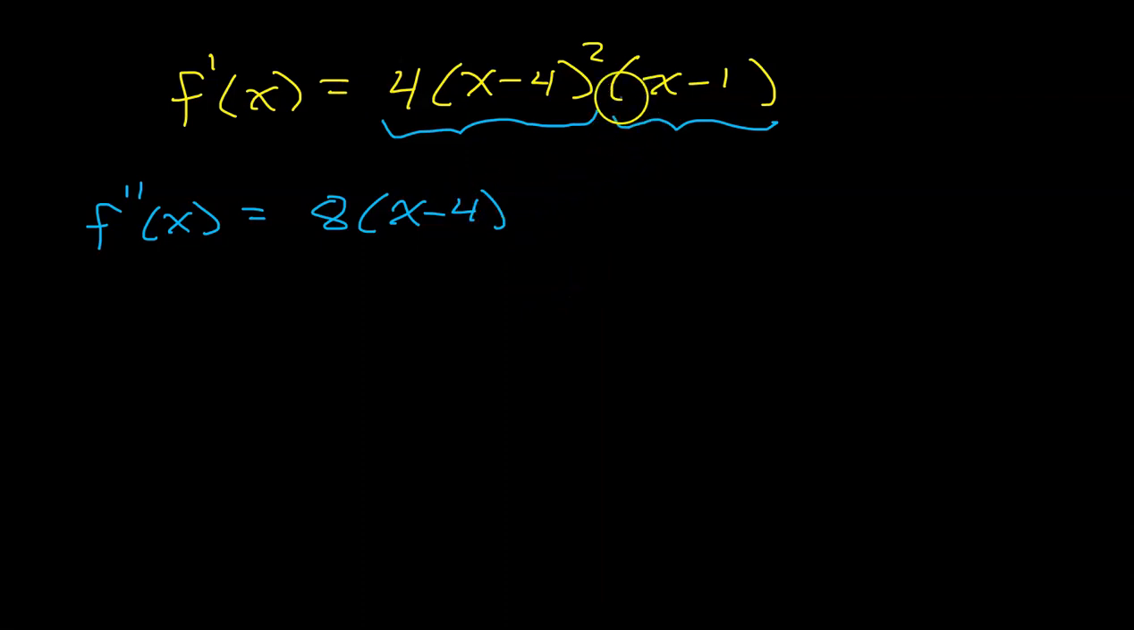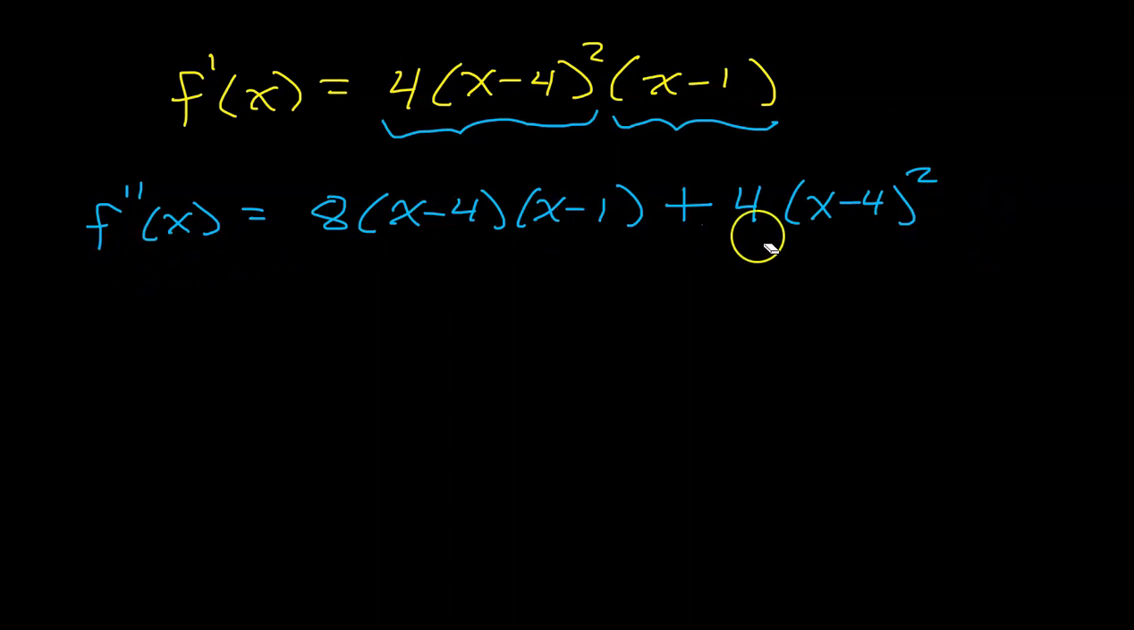Okay, but you also have to then multiply by the other part unchanged. So I multiply by x minus 1. Then you put a plus. So for the product rule, next you go through again, but this time the first factor remains unchanged. So I'm just going to keep the 4 times x minus 4 squared, and you multiply by the derivative of the second factor. But again, the derivative of this is just 1, which is not doing anything.